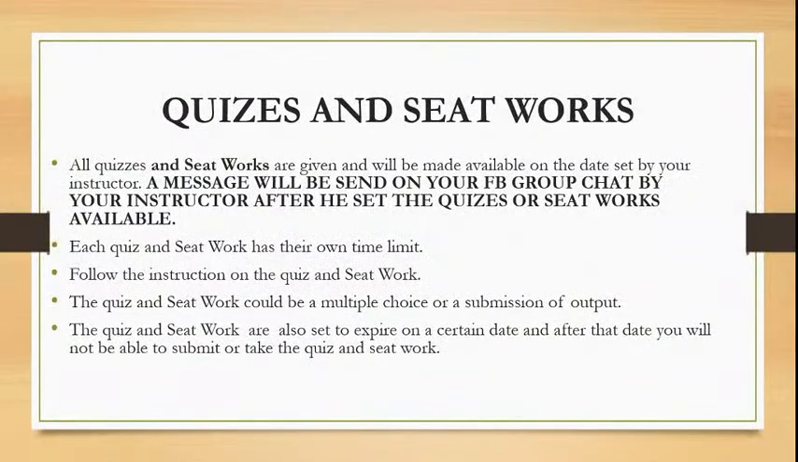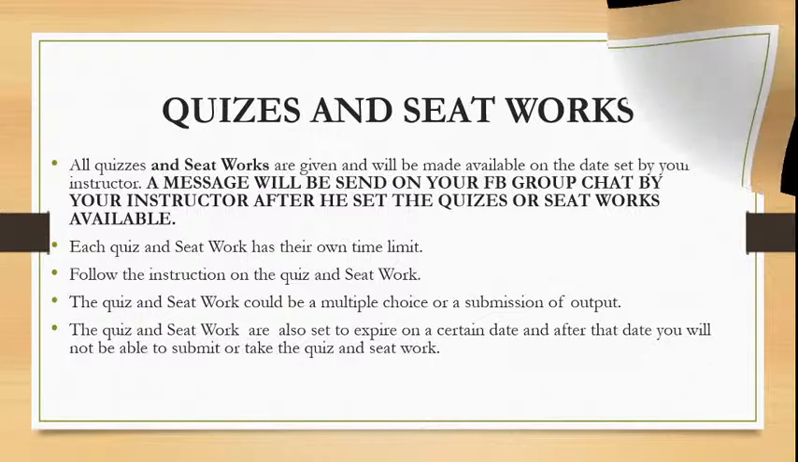Then the quizzes and the seat work. We have quizzes and seat work done online through the e-learning site. They have their own time limit, and will only be enabled on a certain date set by your instructor. The quiz and seat work could be multiple choice or a submission of output. Once the time for submission or for taking the quiz expires, you can no longer take it, and your grade will automatically be 0.